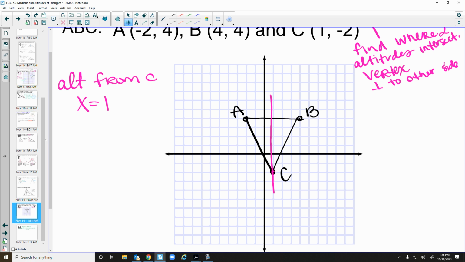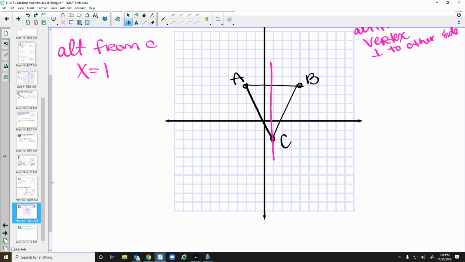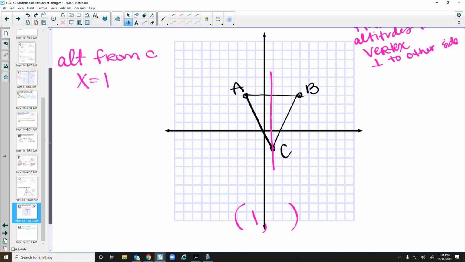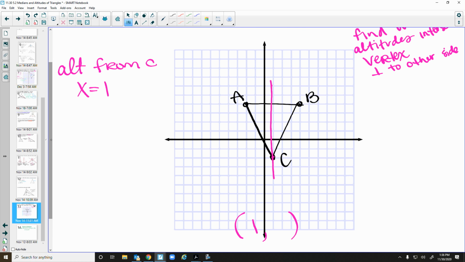Which means wonderful news for you, because you already know the x coordinate of our orthocenter is going to be 1. If x equals 1, it's got to be on that line. So it's got to be 1. Now for the other one. We need to find two of the altitudes. We got one, we need the other one.